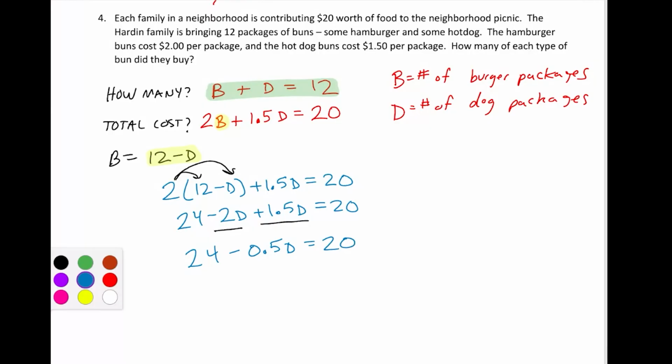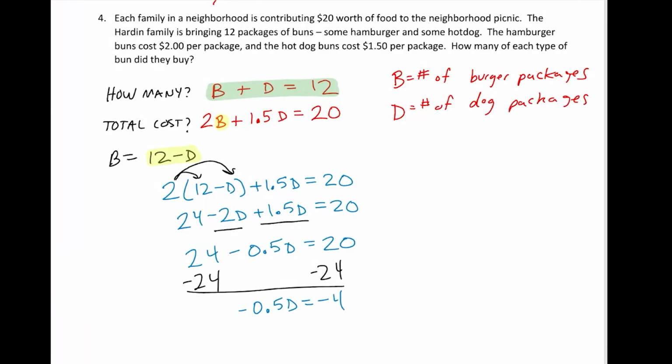Then we can subtract 24 on both sides. So I have negative 0.5D equals negative 4. So 20 minus 24 is going to be negative 4. And then finally, I need to divide both sides by negative 0.5. Again, something you should just put in the calculator. Don't try to do that by hand.